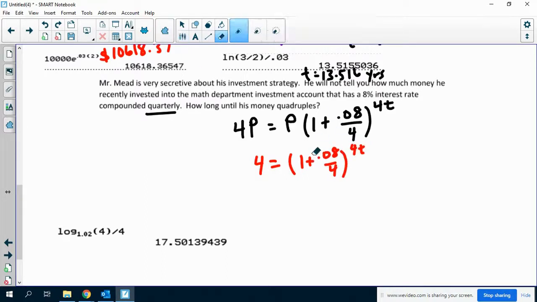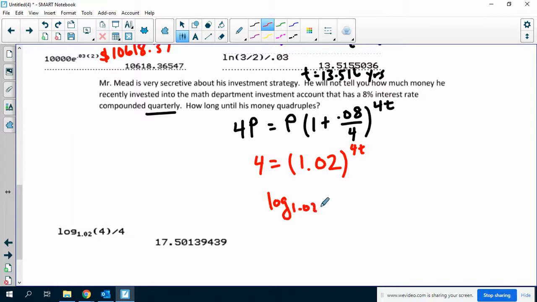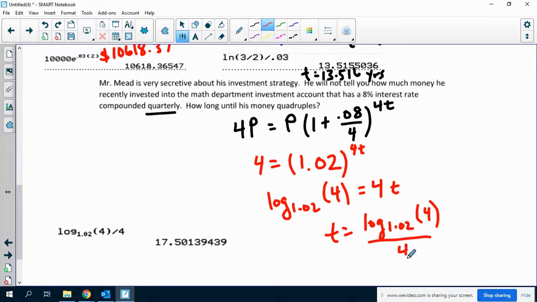Now, this is actually easy to simplify. 0.08 divided by 4 is 0.02. So this is 1.02. Now I take a log of both sides. So log base 1.02 of 4 equals 4t. Then I divide both sides by 4. I get log base 1.02 of 4 divided by 4 equals t. And that's where this comes from. So it would take 17.501 years for Mr. Mead's money to quadruple.